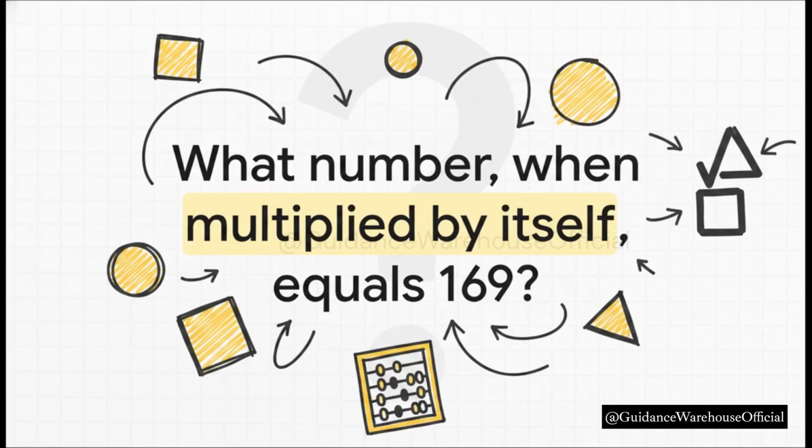And that leaves us with this big question. We know how to square a number, but how do we do the opposite? How do we unsquare 169? Well, that is the exact job a radical was invented to do. We're looking for what's called the square root.